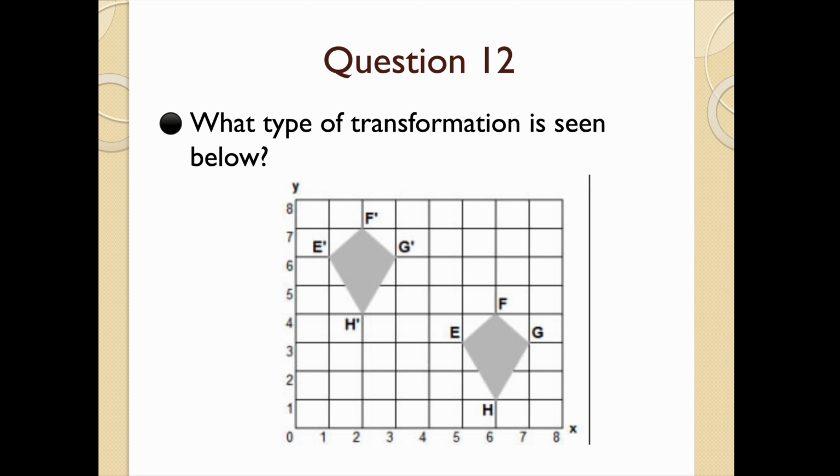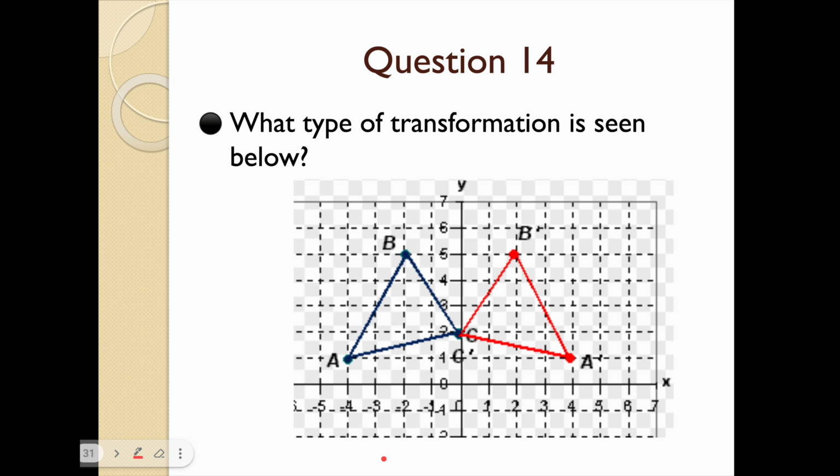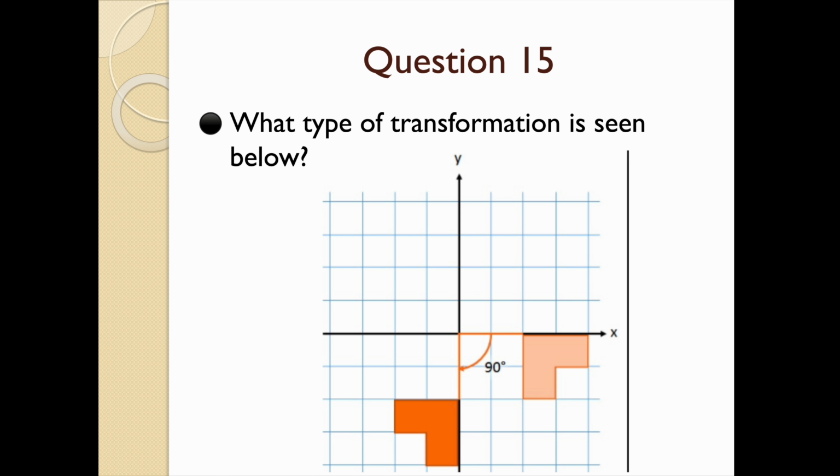Reflection. Notice how C is looking at C, A is looking at A, B is looking at B through a mirror line. This here is what? A reflection. Lovely. The mirror line is here. B is looking at B. A is looking at A. We have 1, 2, 3, 4 steps away from the mirror line, and 1, 2, 3, 4 steps away from the mirror line. What is this one here?